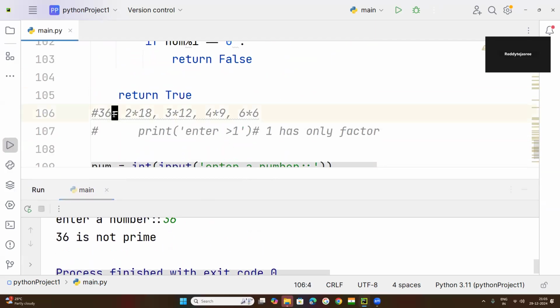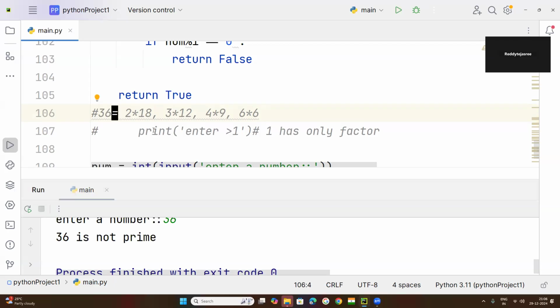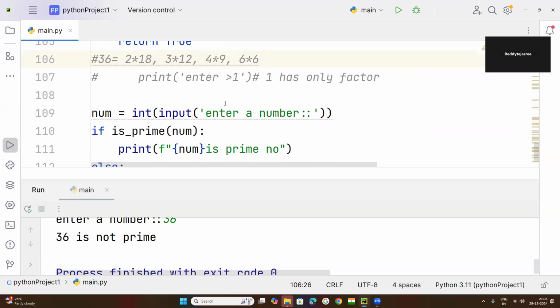Because 36, as I told you, in between 2 and the square root of the number, the square root of 36 is 6. So in between 2 and 6, is there any factor this number is divisible by? So 36 is not prime. If we have taken any other number, if it is divisible, it is not prime. If it is not divisible, that is prime.